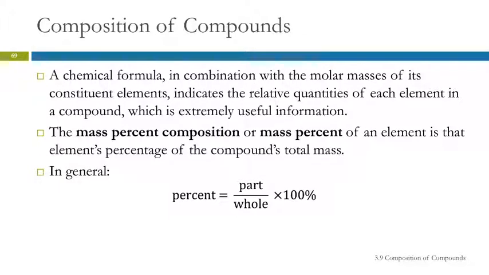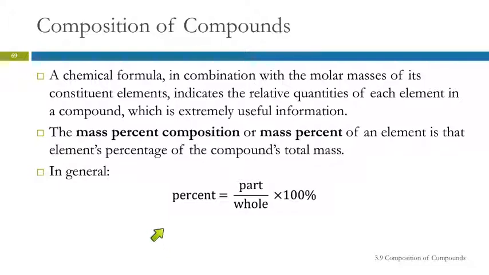Okay, we're going to talk about composition of compounds. So a chemical formula actually gives us a lot of good information. We can combine the formula with the molar masses of the elements that are in that compound, and we can get relative quantities of each element. This can be expressed as a mass percent composition, or usually just called a mass percent of an element.